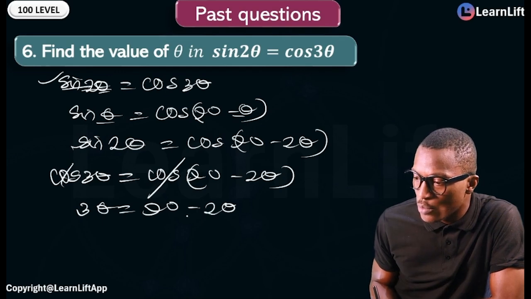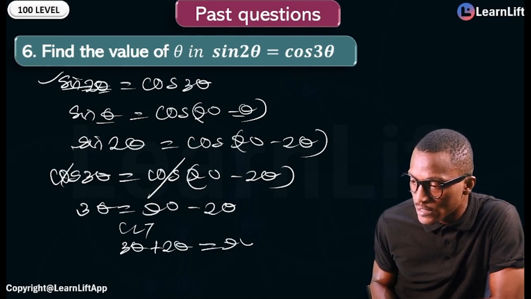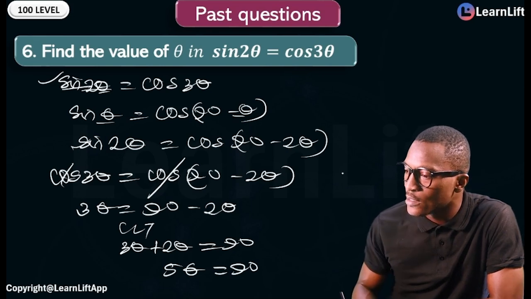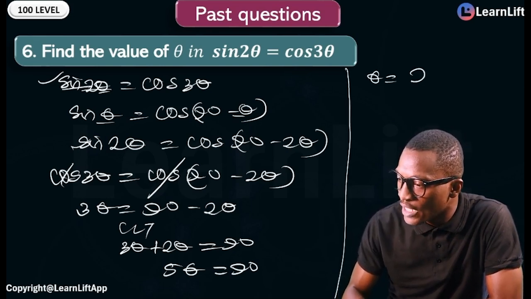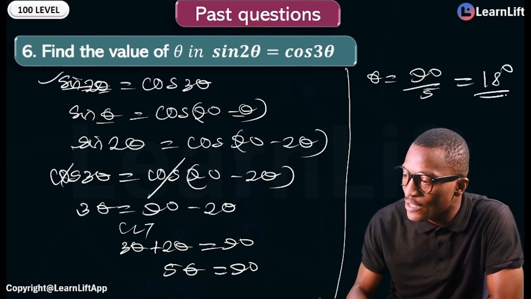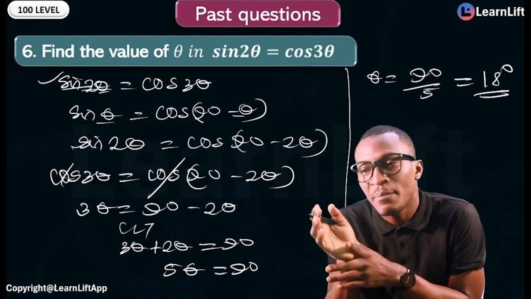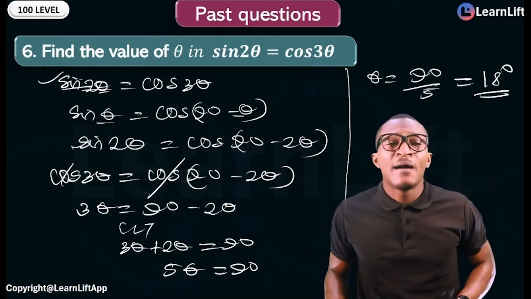Collecting like terms, that becomes 3 theta plus 2 theta is equal to 90. That's 5 theta is equal to 90. Therefore, theta will be equal to 90 divided by 5. I know the answer sharp, because I was also asked it in my time. So 90 divided by 5 is equal to what? 18. That brings us to the end of case 2.